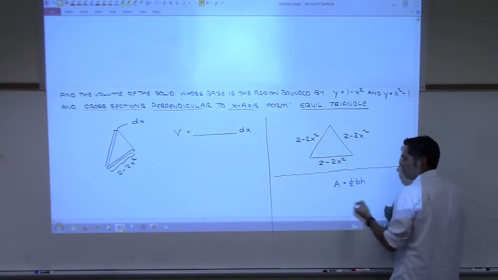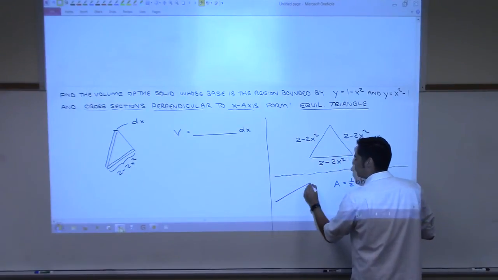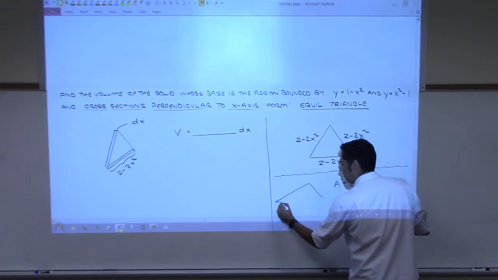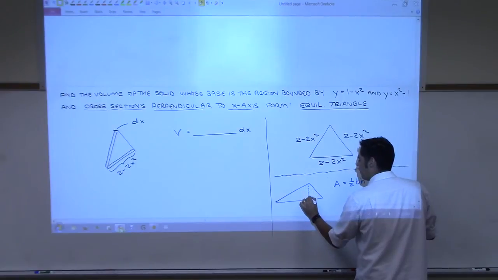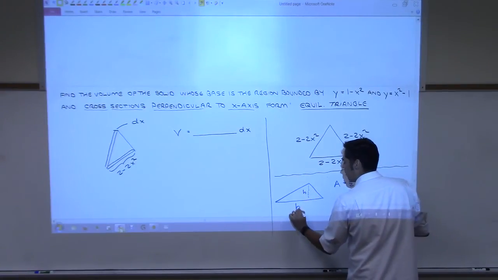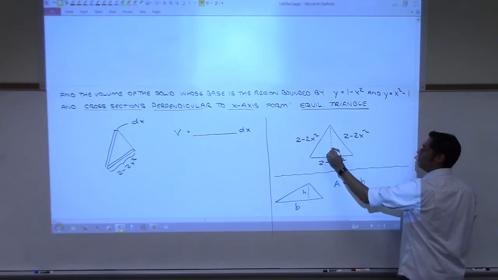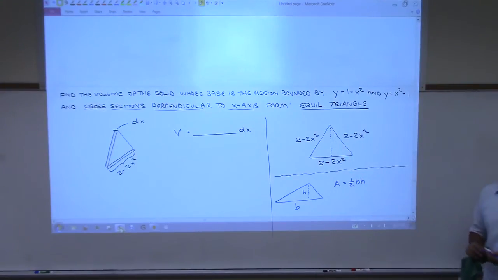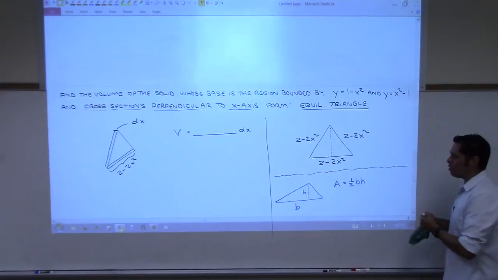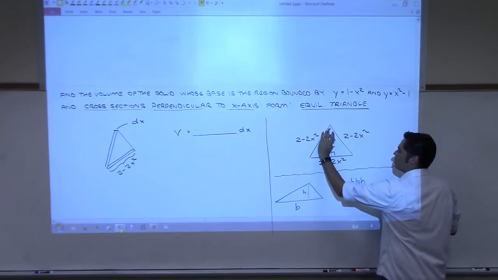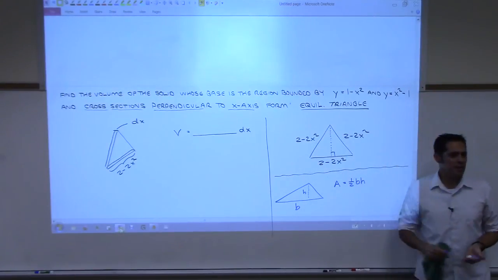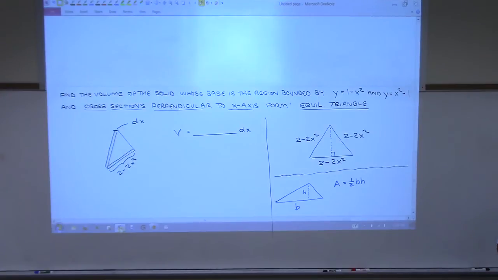What's wrong with this formula? Why can't we use this right now? We don't know the height, do we? We don't know the height. The height would be this distance right here. Now, could we get it? Yes, we could. There would be some work. We could form a right triangle. We could just look at half of this. We could use the Pythagorean identity. We could do it, but it's too much algebra.